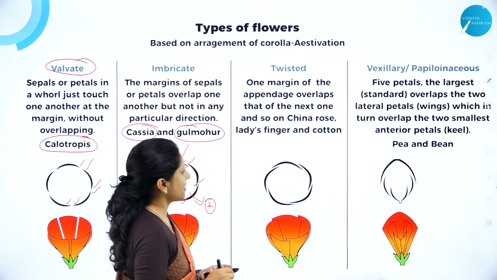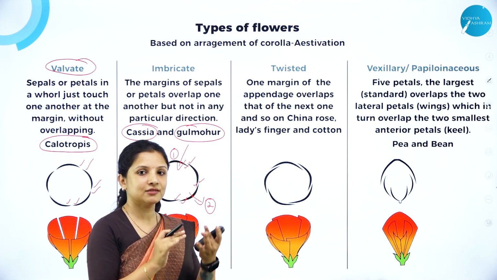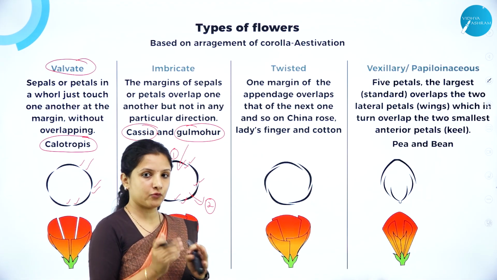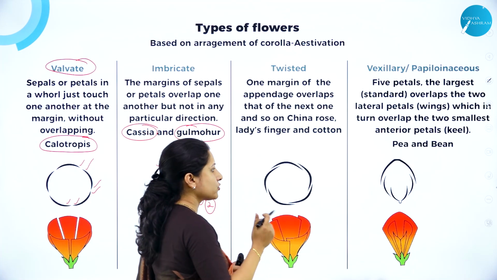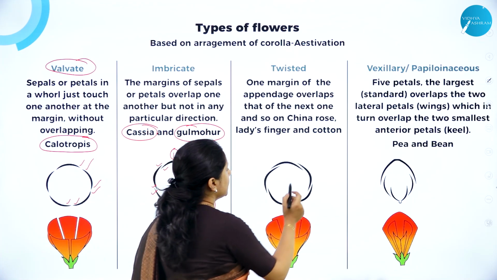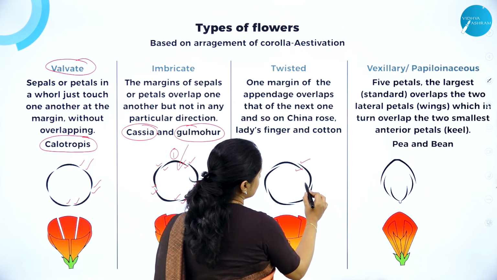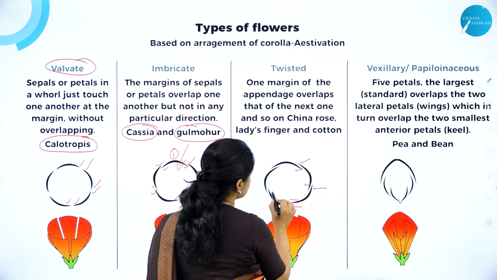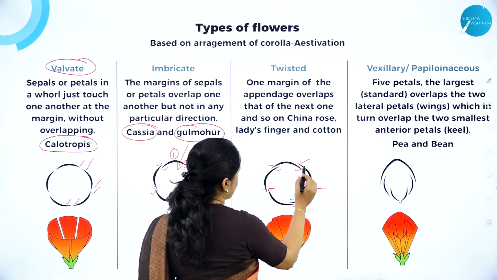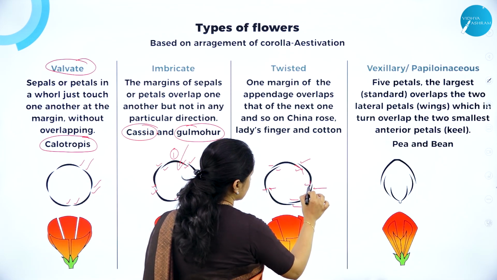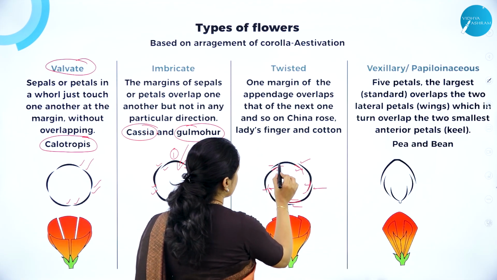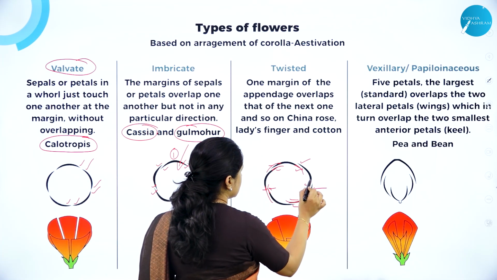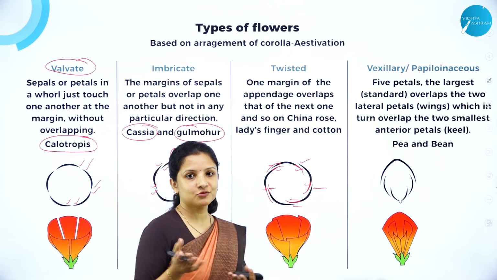So, in twisted estivation, what happens? The margins of the petals are overlapping with one another. Because they are overlapping in one direction, it shows a twisted-like arrangement. Here, this is overlapping with this one, that with this, this with this, in one direction. See, clockwise here, here, here, here, and then here, here also, here. It is in one direction only, but this was not like that.